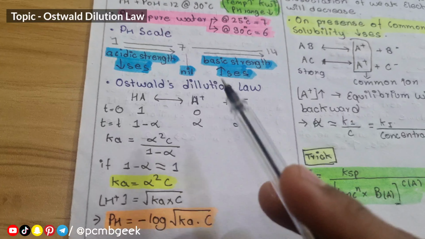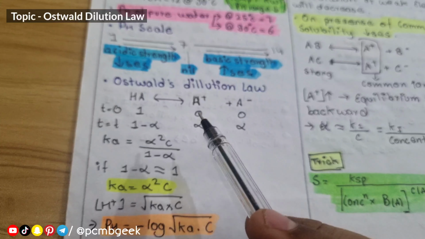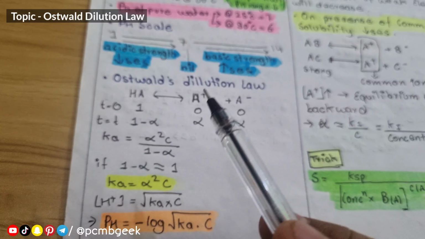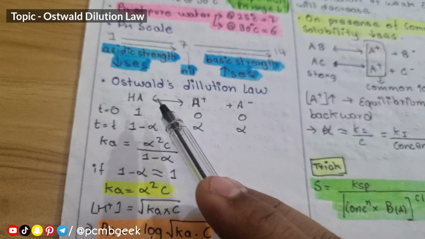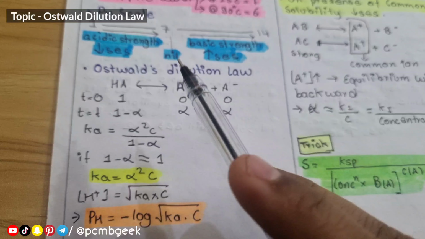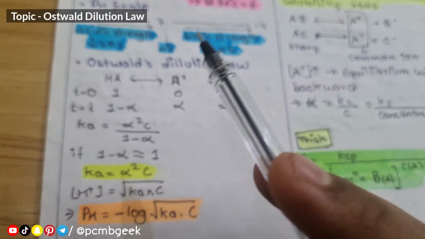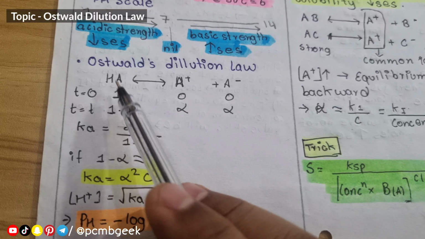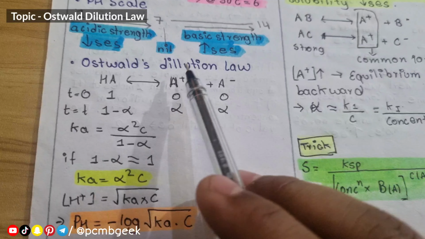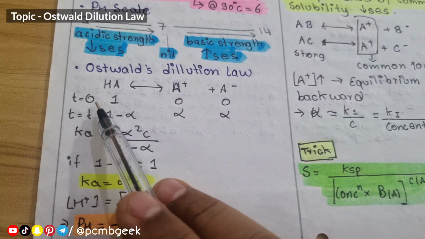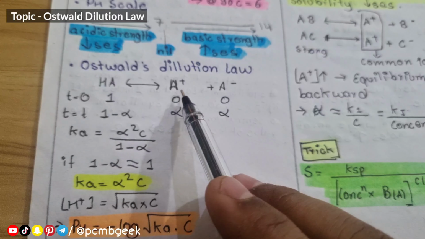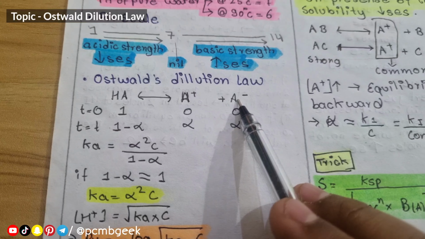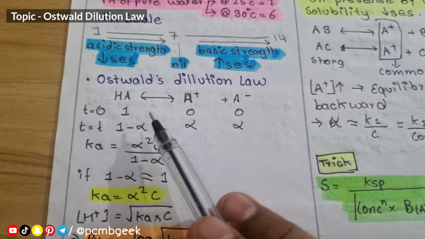Let us start with Ostwald's dilution law. This law applies the law of mass action to dilute solutions of weak electrolytes, and it gives the relationship between the concentration and the dissociation of a weak electrolyte. It is not applicable for highly concentrated solutions or solutions of strong electrolytes. Let us consider a weak electrolyte HA that gives H plus ion and A minus ion. At time t equals 0, there is 1 mole of HA. At time t, it gives an equal amount, alpha, of hydronium ion and A minus ion, so HA becomes 1 minus alpha.